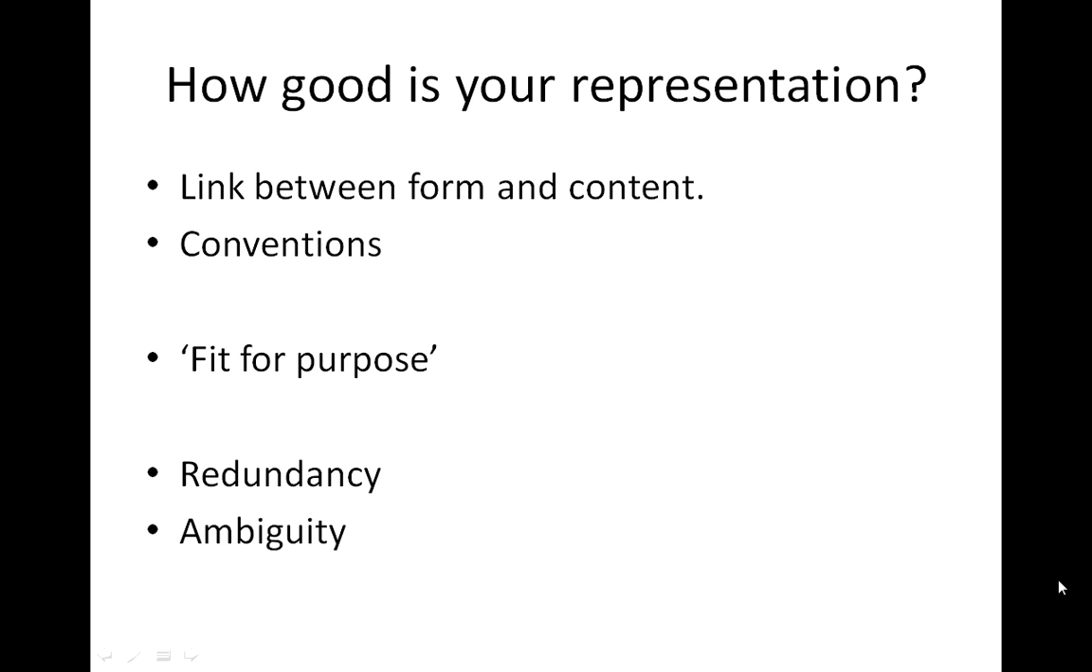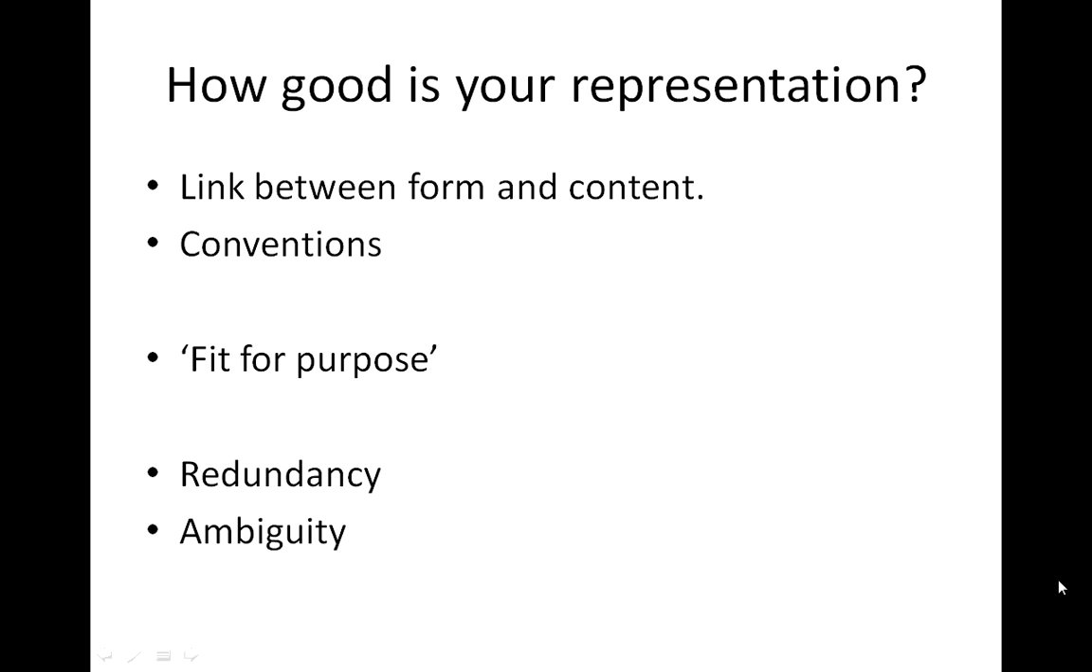You have in your representation a link between form and content. So what you're trying to get across and how you present it, quite loosely. When you're considering representation, especially if in a TMA question, for example, you're asked to come up with your own, it's important to consider conventions.